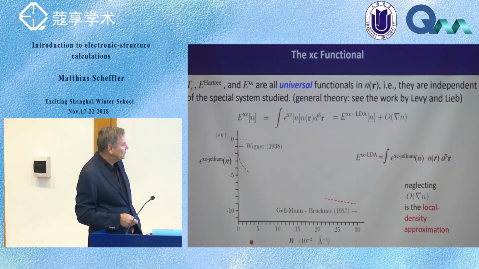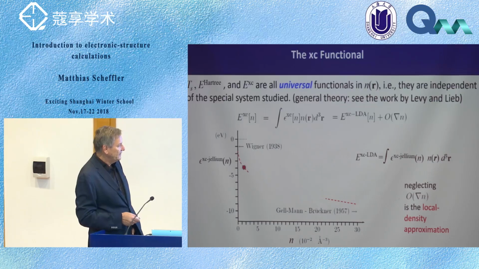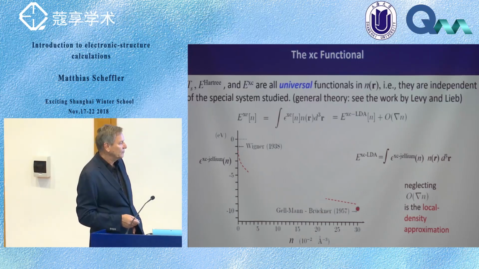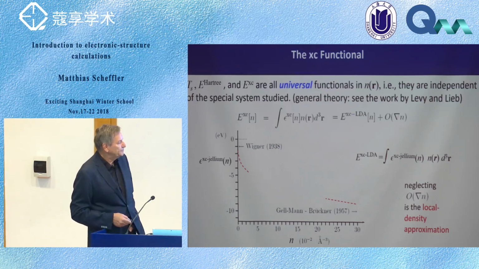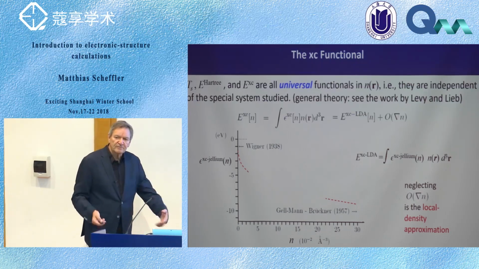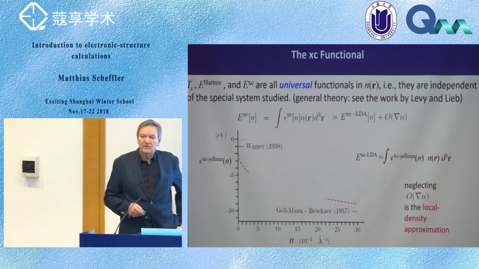Actually, it was known for small densities by Eugene Wigner from 1938, and you see this dashed line here. And it was known by a very sophisticated many-body theory by Gell-Mann and Brückner for high density here. The question was, in fact, what is in between? And so in between, basically, people in the beginning were just interpolating.